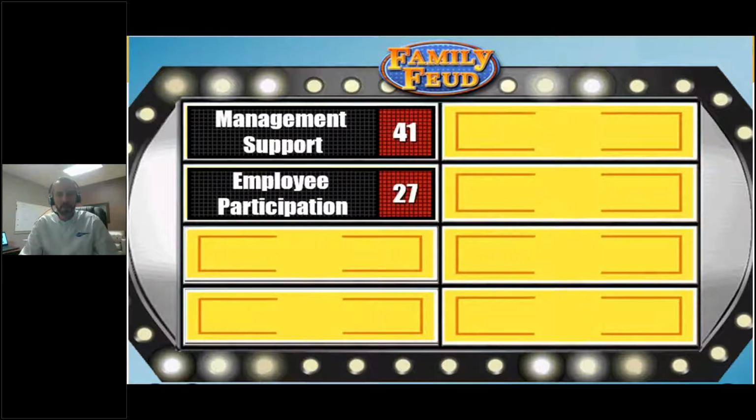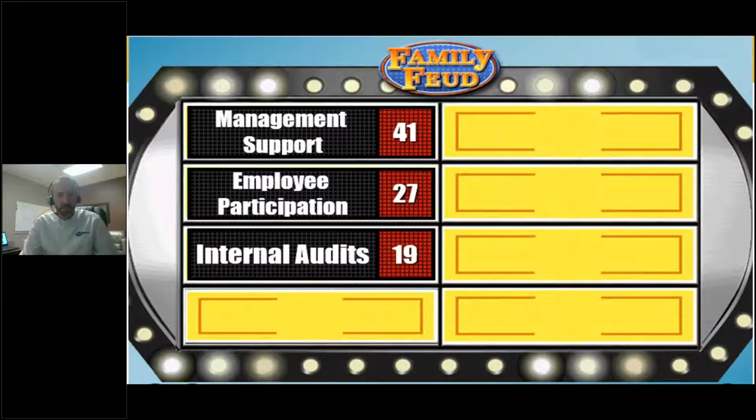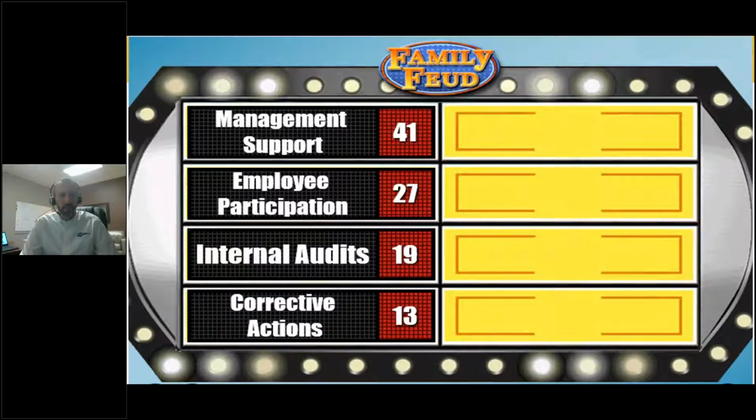The next one was employee participation. Employee engagement came in a close second. The third one was internal auditing. This wasn't the number one answer, obviously, but we had a lot of feedback, a lot of comments and a lot of conversation based upon the stress of the internal auditing program. And the last one was the corrective action system in general.